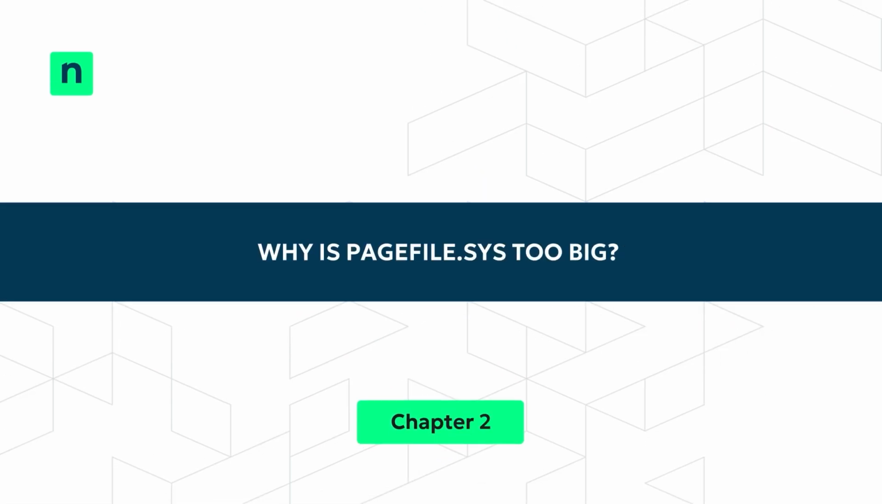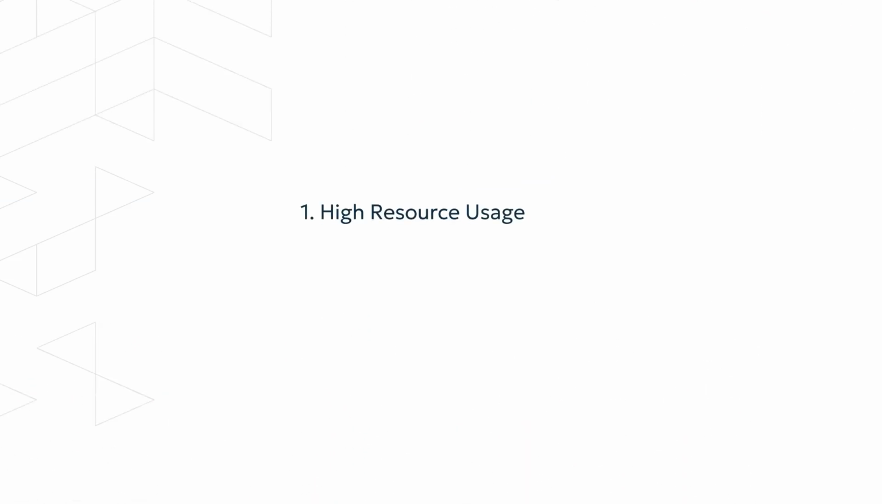Okay, now you might be wondering, why is my pagefile.sys too big? There are a few main reasons. High resource usage. If you're running resource-hungry programs or a ton of apps, your computer needs more virtual memory, meaning pagefile.sys grows. Windows default settings. Windows automatically adjusts the size of pagefile.sys based on your available storage. Sometimes it allocates more space than necessary. Memory leaks. Occasionally, apps don't release memory properly after they're closed, causing pagefile.sys to keep growing.